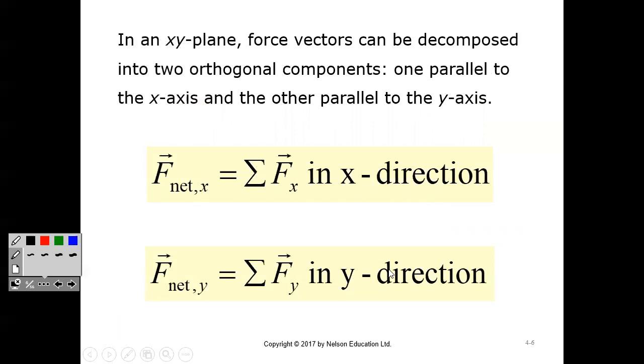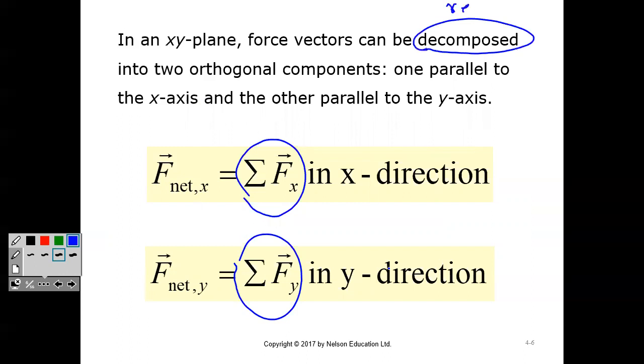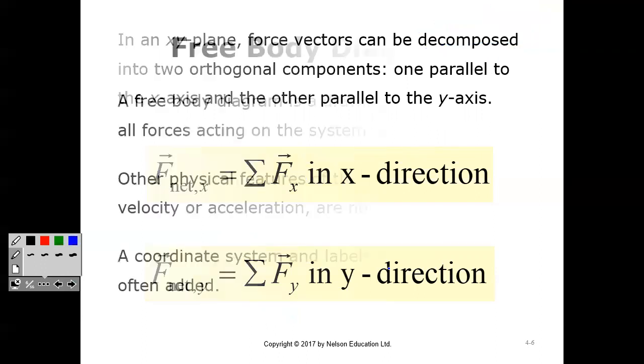So for the net force, in order to put the equilibrium condition, if there are forces in a plane, both in the XY direction, then we need to be able to get the net force only in the X direction, so we can solve the question along the X-axis, or we get the net force only in the Y direction, so we can apply the equation only in the Y direction. So in the XY plane, the force vectors can be decomposed, resolved. We use the word, I don't know why, decomposed. Okay, resolved. I think it's better than decompose. Decompose means something else, right? Into two orthogonal components, one parallel to the X-axis and the other parallel to the Y-axis.